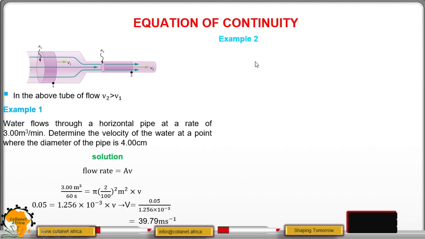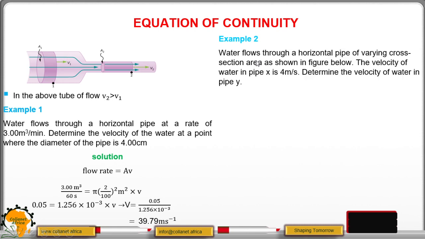Example 2. Water flows through a horizontal pipe of varying cross-section area as shown in the figure below. The velocity of water in pipe X is 4 meters per second. Determine the velocity of water in pipe Y. As you can see, this pipe has varied cross-section area. This cross-section area is not the same as this one.